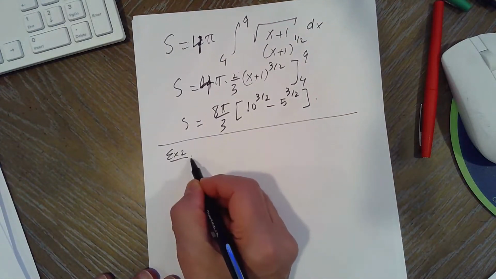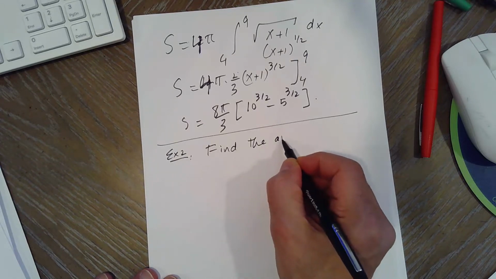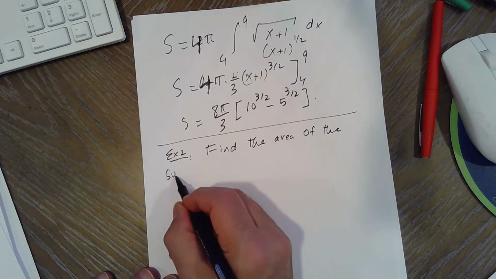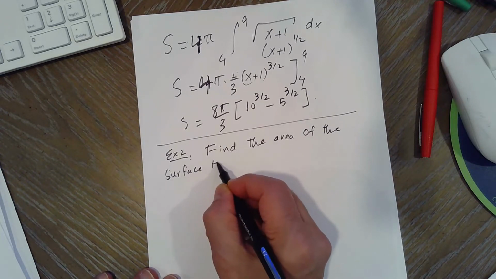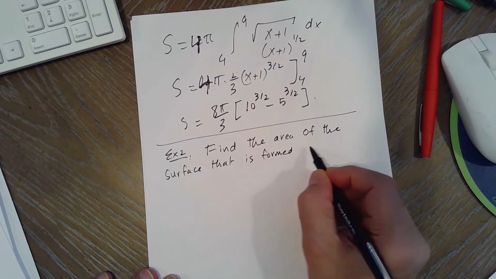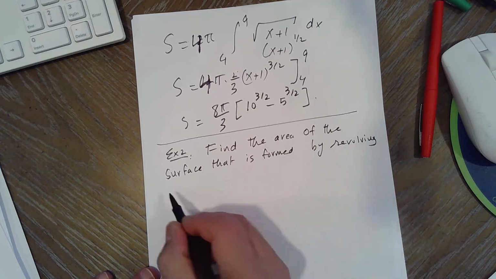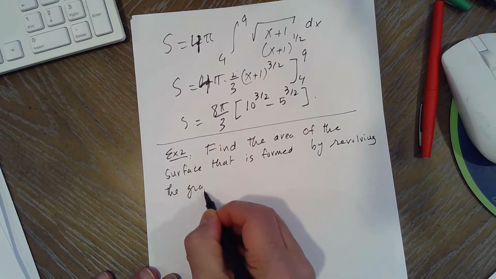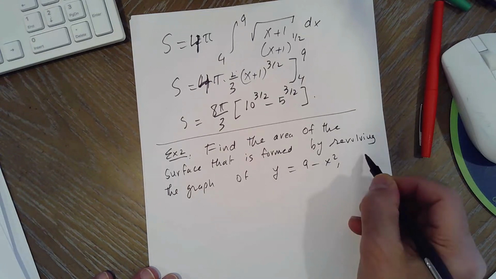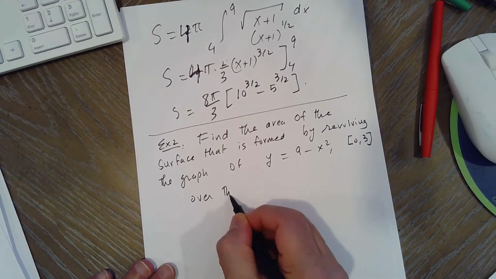Example 2: find the area of the surface that is formed by revolving the graph of y equals 9 minus x squared, where x is between 0 and 3, over the y-axis.